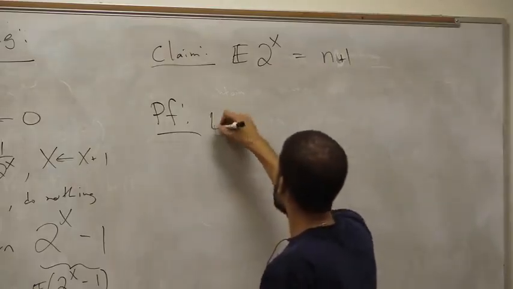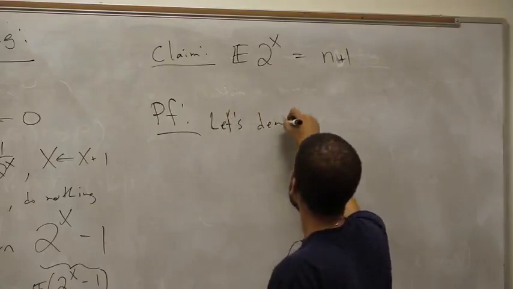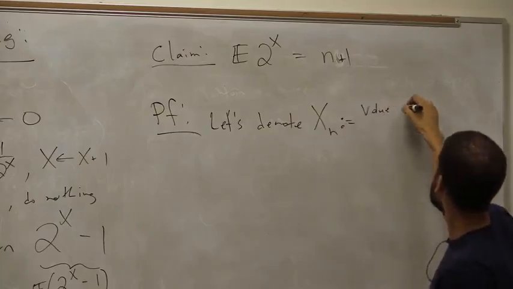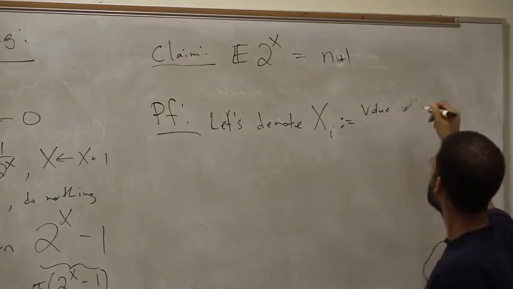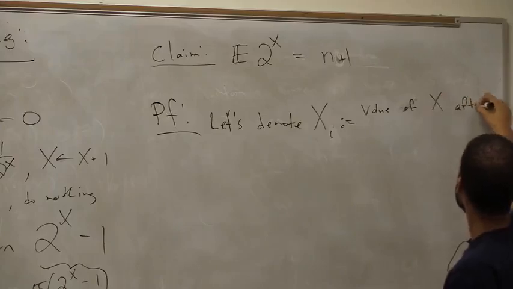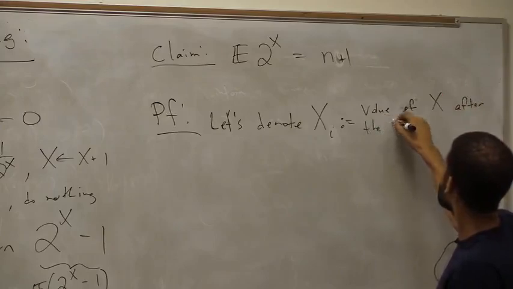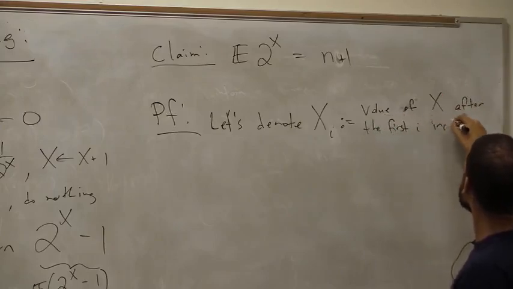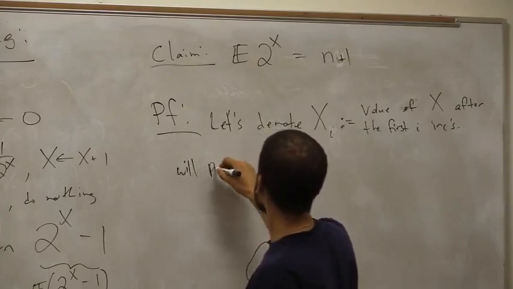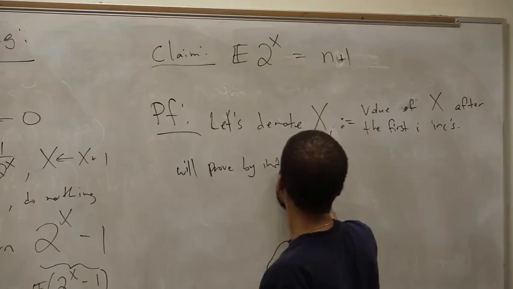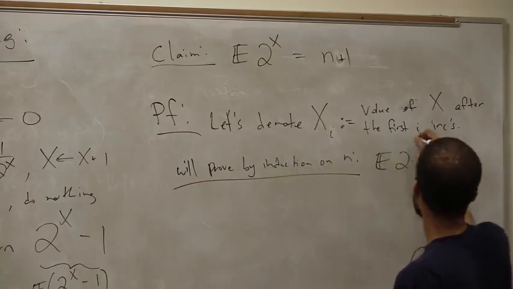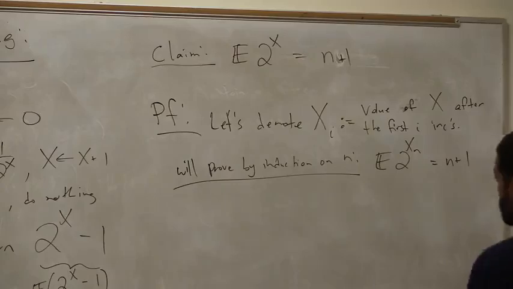And let's denote xi as the value of x after the first i increments. We'll prove by induction on n that the expectation of 2 to the xn is n plus 1 for all n.